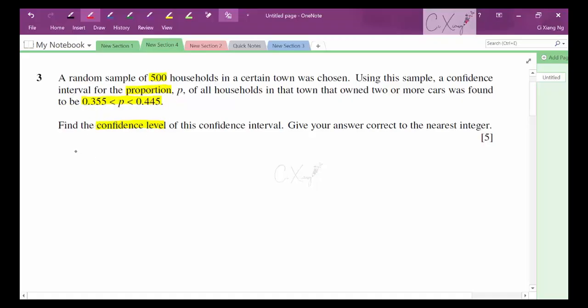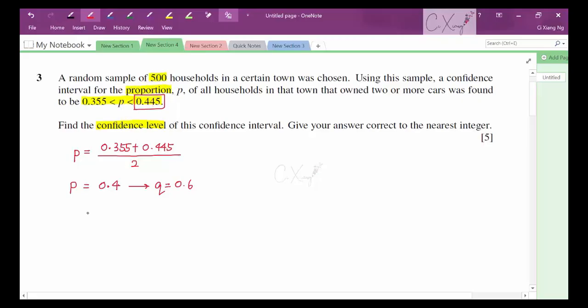First of all, we can calculate the value for the proportion by finding the midpoint of these two limits. So it will be 0.355 plus 0.445 divided by 2. So the proportion is the midpoint of these two limits, which is 0.4. If P is equal to 0.4, automatically you should know that Q is equal to 0.6 because P plus Q should be equal to 1. Then by using either of the limits given in the question, you can use the upper limit or the lower limit, depending on your preference. I'm using the upper limit here.